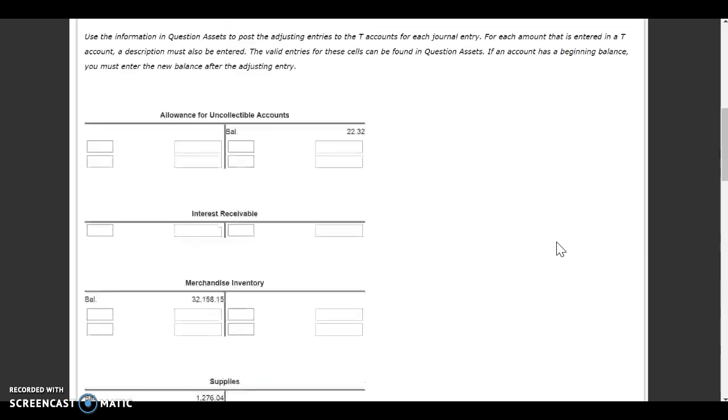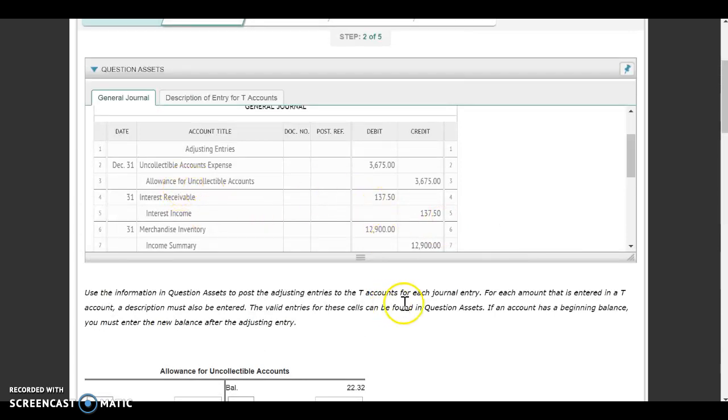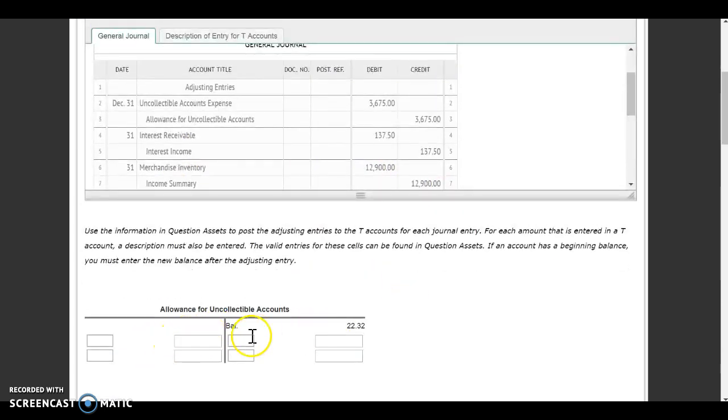Okay, next I have my allowance for uncollectible accounts, which is right up at the top here. I'm going to credit that. So I'm going to put in adjustment first, and I'm going to credit for $3,675.